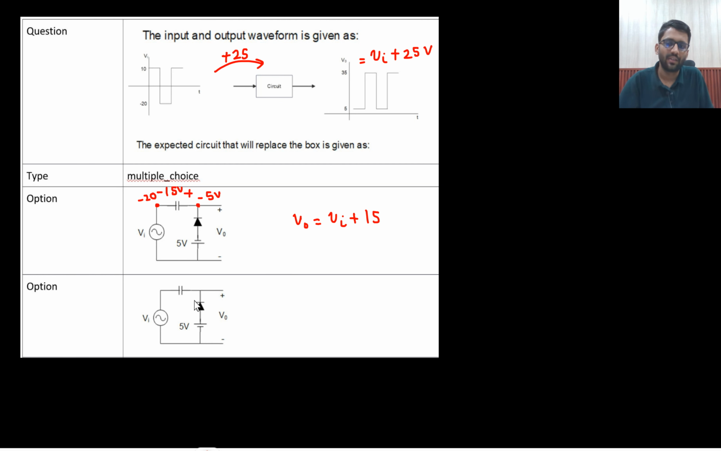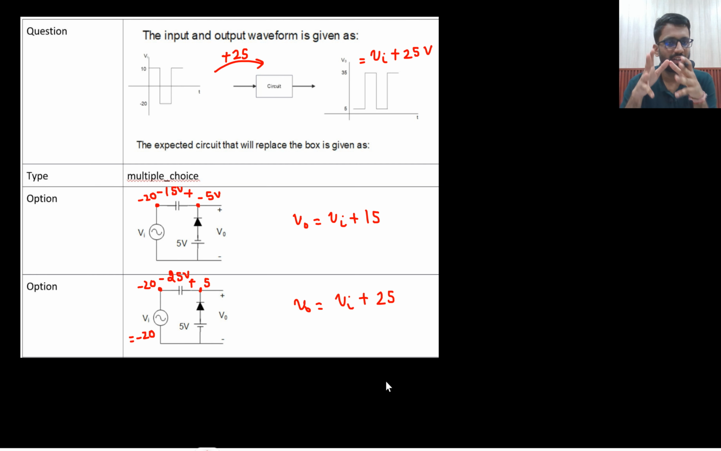What about this one? This diode will also turn on at negative bias. That means this will turn on at V in is equals to minus 20. This will turn on. So here minus 20 will come, and here 5 will come. So what would be this potential? That would be 25 volt. So V in plus 25 volt. V0 will be V in plus 25. This is how we analyze the clamper circuit.